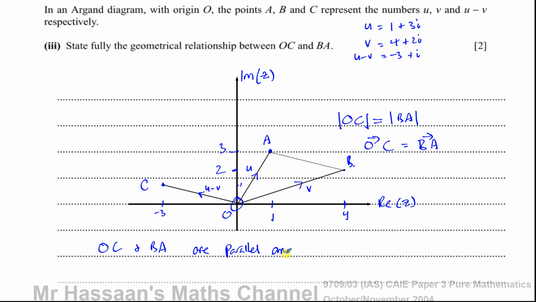So we can say OC and BA are parallel and equal in length. They're basically opposite sides of a parallelogram, as you can see. Okay, so that's the geometric relationship between them. All right, so there's the answer to part 3.